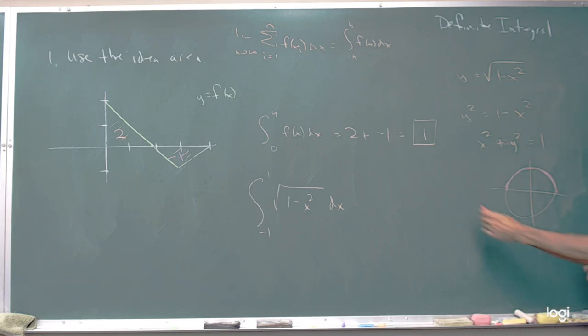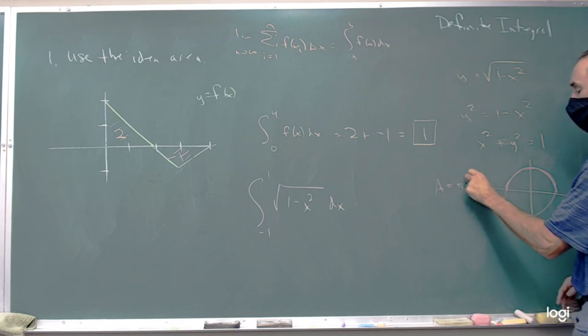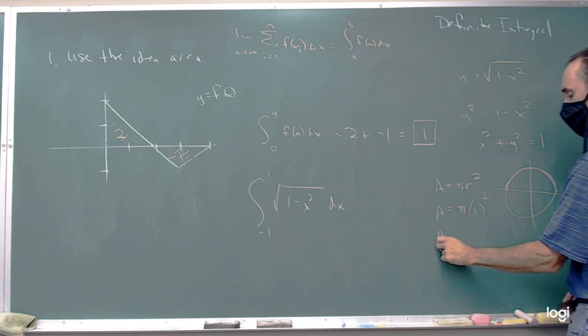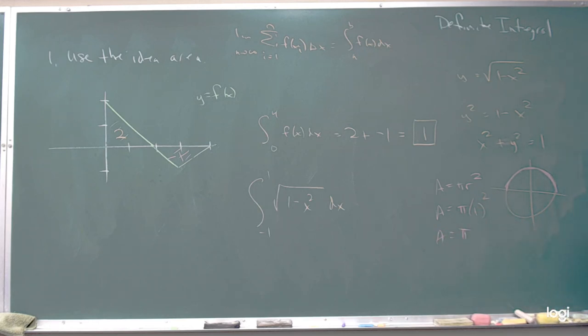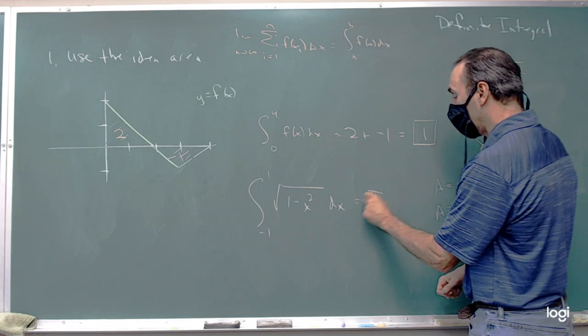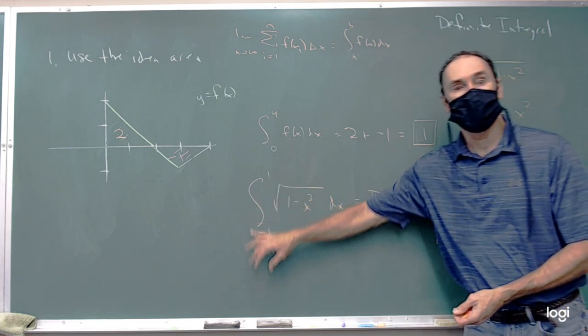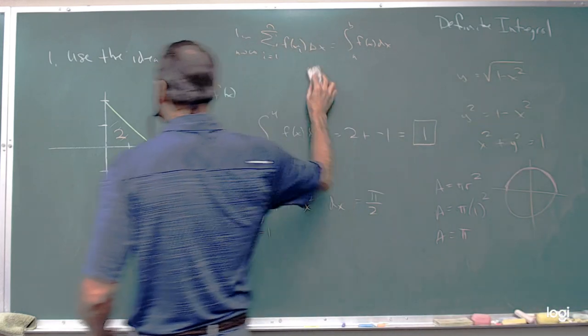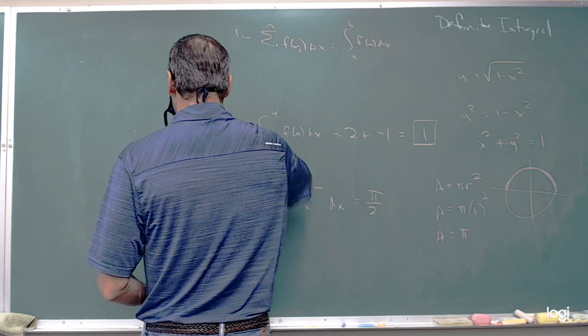Well, we know the area of the full circle is pi r squared. And since the radius is 1, the area of the full circle is pi. So this is a semicircle, so this area is going to be pi over 2. So this is where we're going to use an area argument to evaluate that definite integral. Make sense?